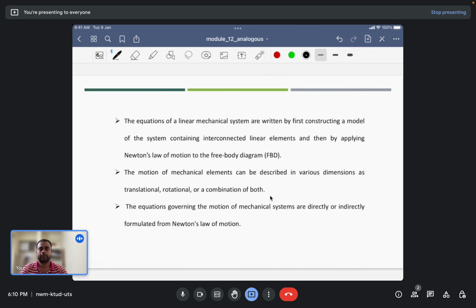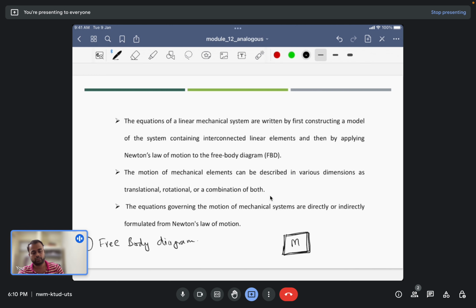The equations of a linear mechanical system are written by first constructing a model of a system containing interconnected linear elements, and then applying Newton's laws of motion. The first step is to draw a free body diagram. In a free body diagram, we focus on an object with mass m, and we try to find all the forces acting on it or the forces that it is applying to other objects.